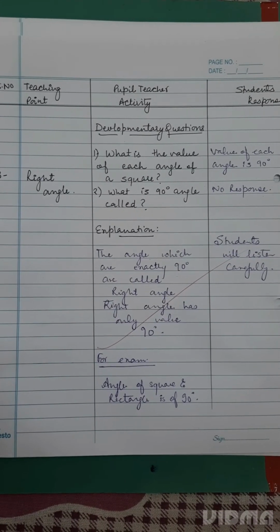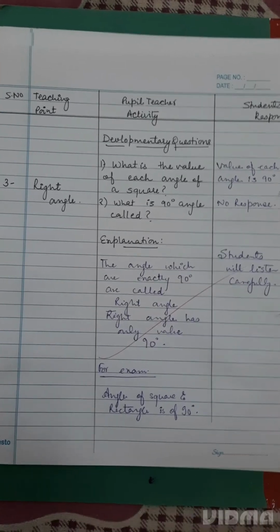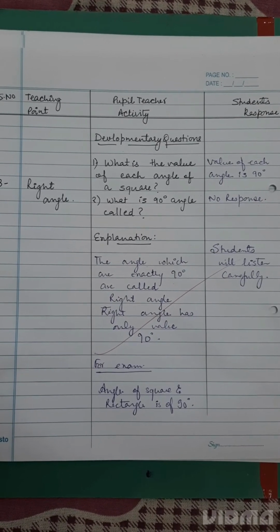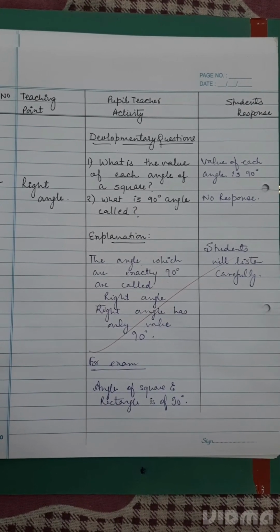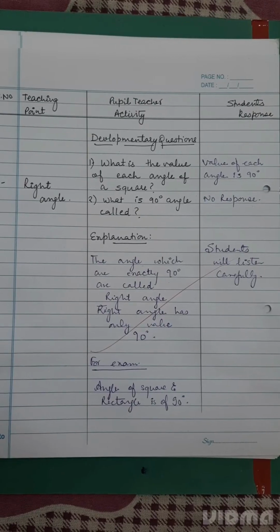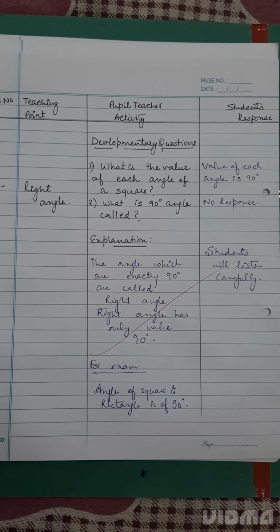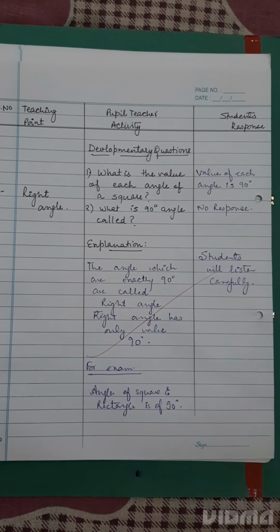Our third teaching point is right angle. So in this, first are the developmental questions. First is, what is the value of each angle of a square? The student response, value of each angle is 90 degree. And the second question, what is a 90 degree angle called? No response. Then you will introduce that we are going to discuss about right angle.